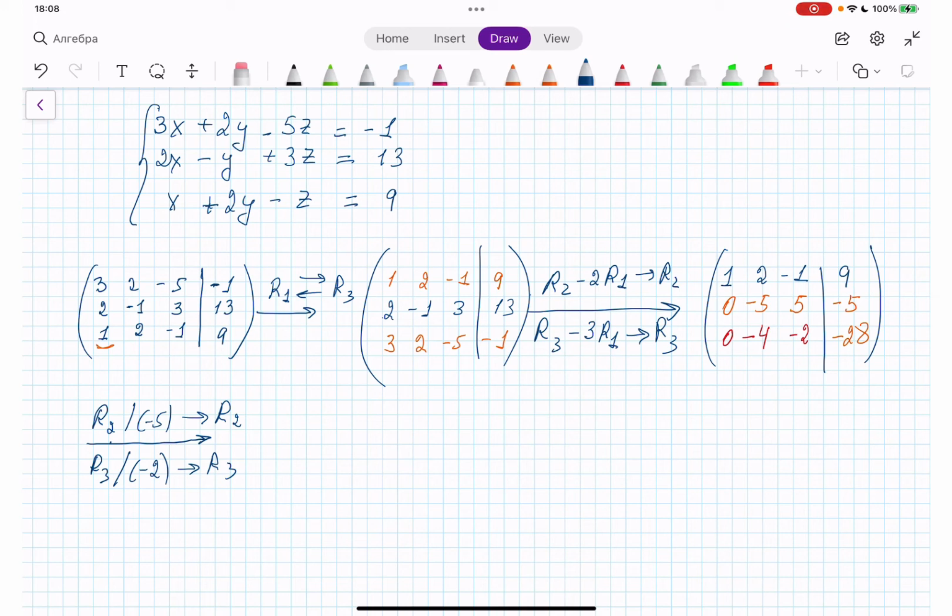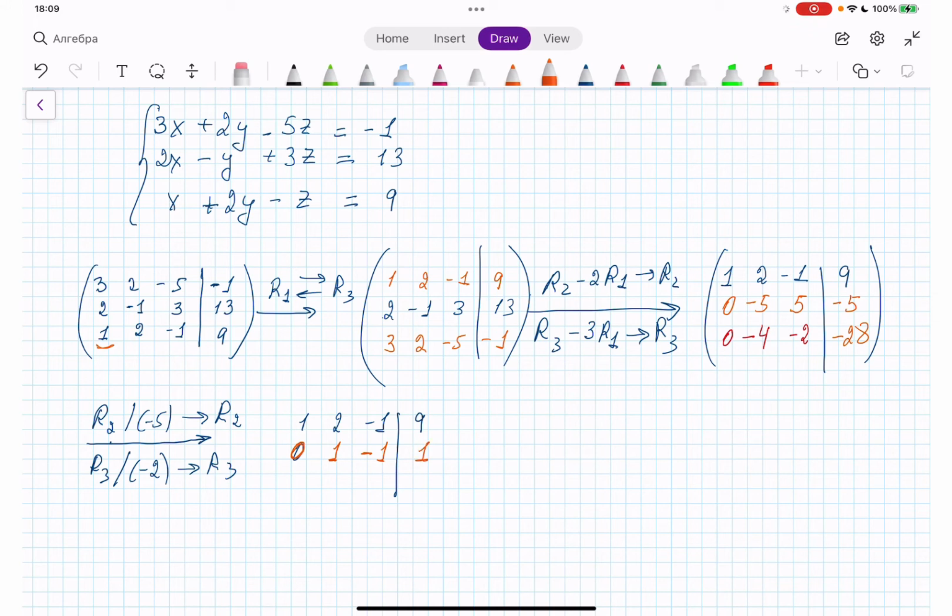So, first line stays the same: 1, 2, negative 1, and 9. Second line, I'm dividing by negative 5, right? First is 0. Second one divided by negative 5 is going to be positive 1. Third one, 5 divided by negative 5, we are getting negative 1. And the last one, the free term, meaning the result, we are getting positive 1.